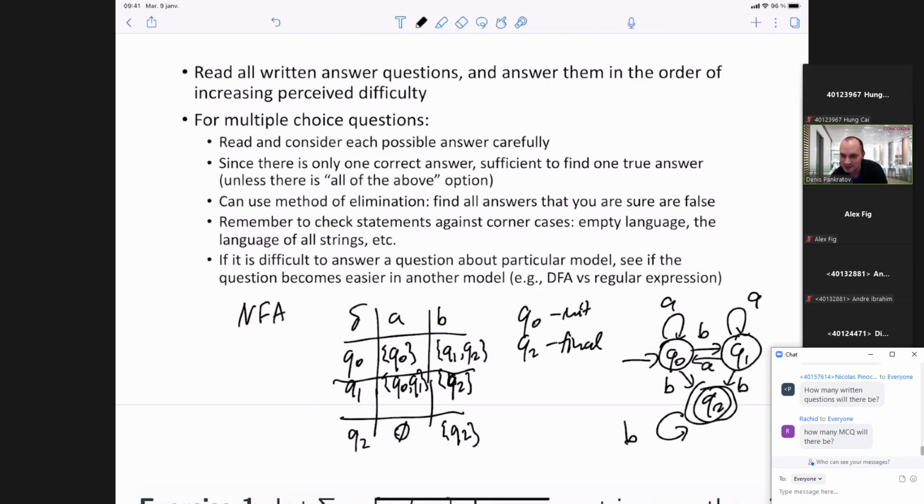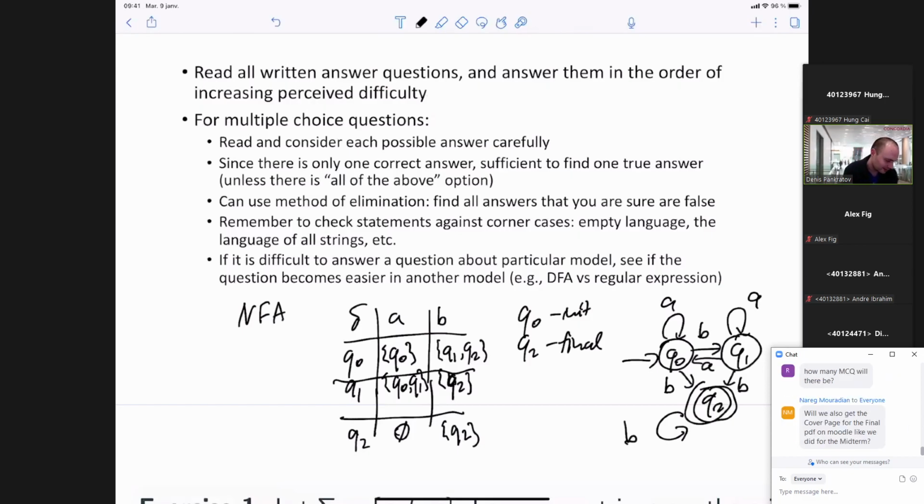For instance, BB, AB is not accepted by this NFA. So you need to spend some more time to analyze it, but at least you learn some partial information right away from this drawing. So don't guess at the answers, try to actually solve them.